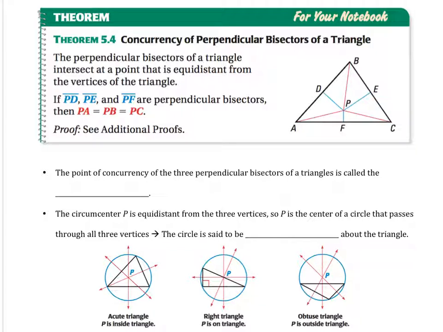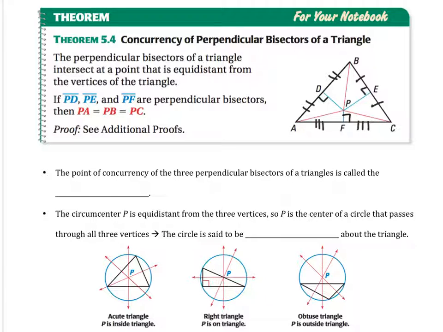segment BC. So I can mark on the diagram that BE must be congruent to CE and a right angle was formed. If PD is the perpendicular bisector of segment BA, that means D is a midpoint, and we know that BD would be congruent to AD, and there'd be a right angle formed right here. And finally, if PF is the perpendicular bisector of AC, that means that AF is congruent to CF, and a right angle is formed.